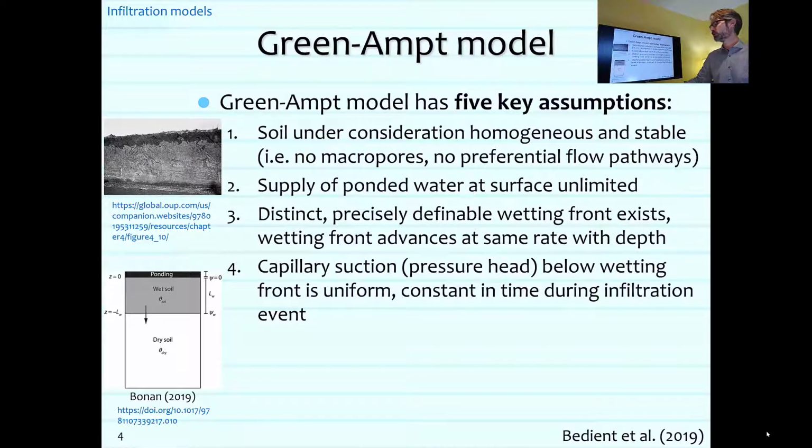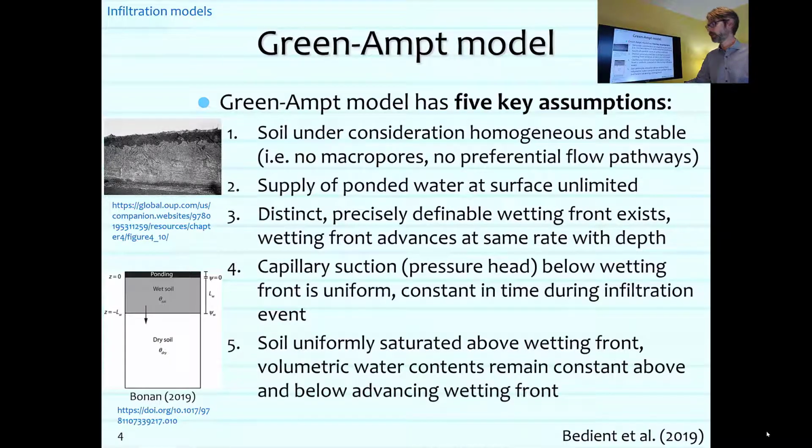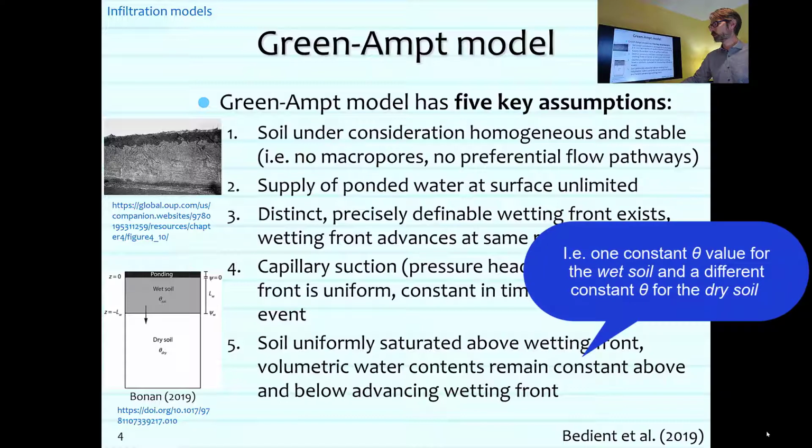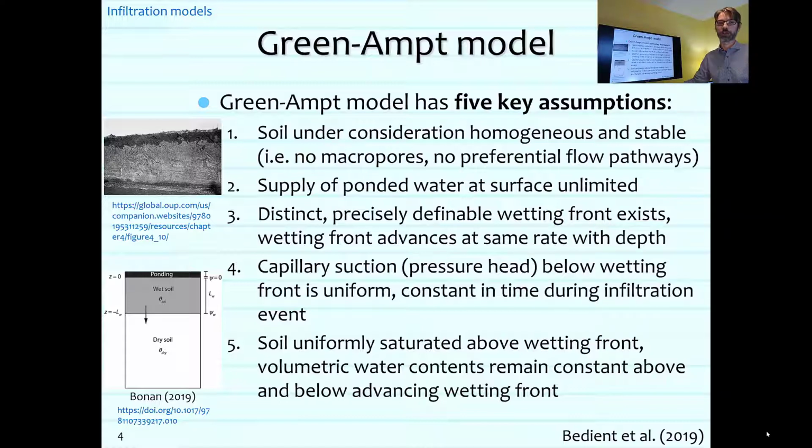We also assume that the capillary suction, or the pressure head below the wetting front, is uniform, and it's constant in time during the infiltration event. Finally, we assume that the soil is uniformly saturated above the wetting front, and that the volumetric water contents remain constant both above and below the advancing wetting front.